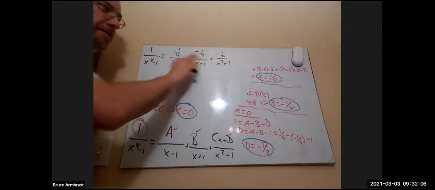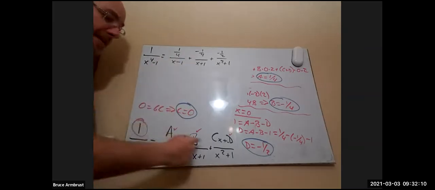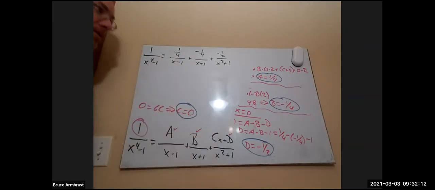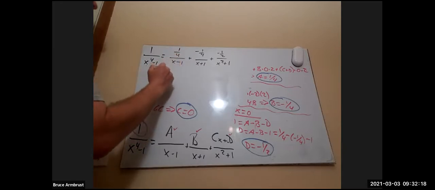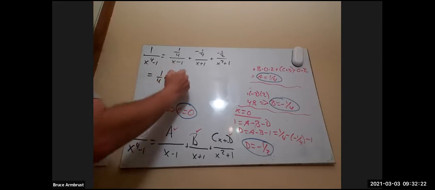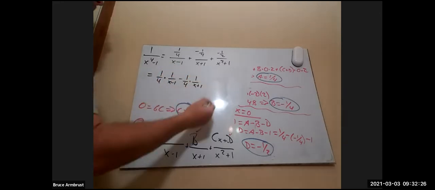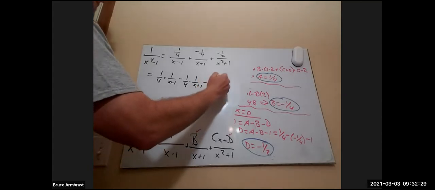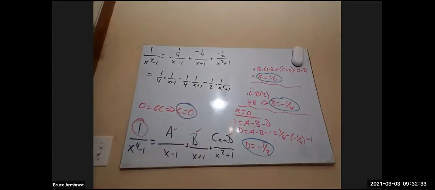Now, I know you're not used to seeing fractions on top, and we'll simplify it. I just wanted to show you exactly how that plays out with those numbers. And so if we make this look more like what you like, this is 1/4 times 1 over x minus 1, minus 1/4 times 1 over x plus 1, minus 1/2 times 1 over x squared plus 1.